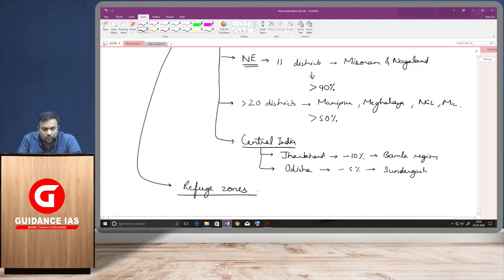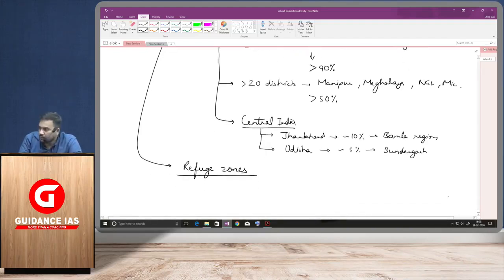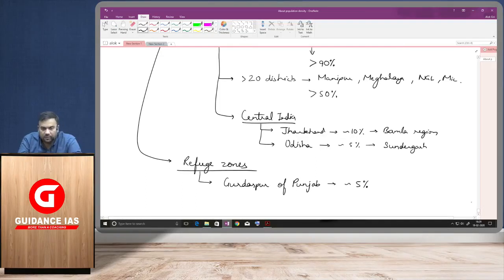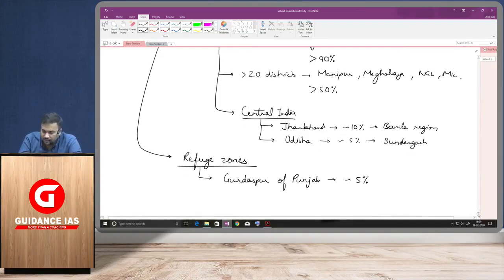Refuge zones. If you talk about the refuge zones of Christianity, when Christianity was retreating from India, there were certain border areas where it got concentrated. For example, if you look at Gurdaspur of Punjab, here the concentration is around 5% of the total population. Okay? So again, Christianity found a refuge zone where it got concentrated. This is how Christianity is spread in India.